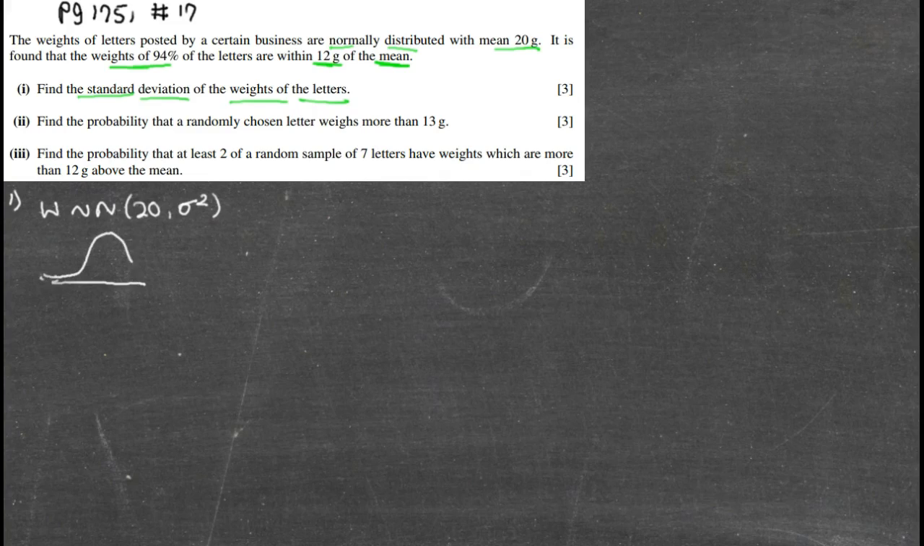And if we look at this picture here, the mean's at 20, that's in the middle. Then we've got 12 above the mean, so that's going to be 32. And then we've got 12 below the mean, so that's 20 minus 12, that's going to be 8. What we know is the area that takes is going to be 94% of our whole distribution. Well, that means there's 47 in each one of these halves, and it also means that there's 3 at each end.